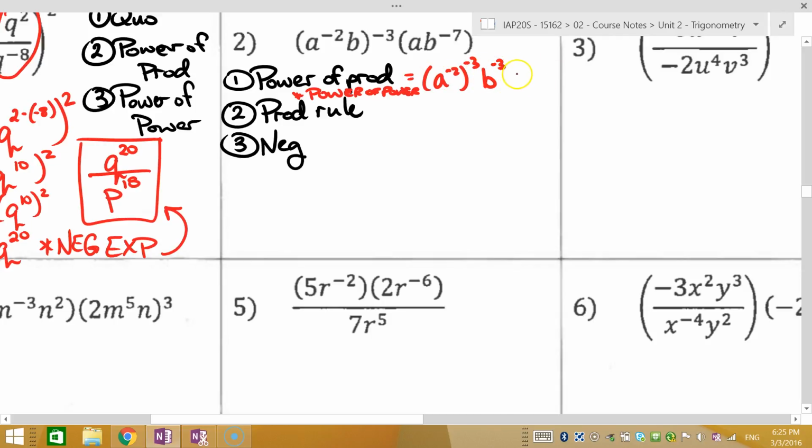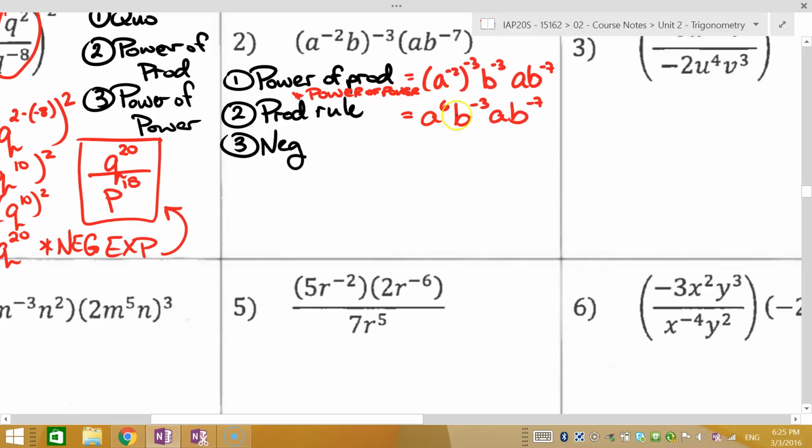I still also have this a and b to the -7 tacked on the end. Power of power rule is showing up right here on this first a. Multiply the exponent, so a to 6. Negative times a negative is a positive. 2 times 3 is 6. I've got b to the -3, a to the power of 1, b to the -7.